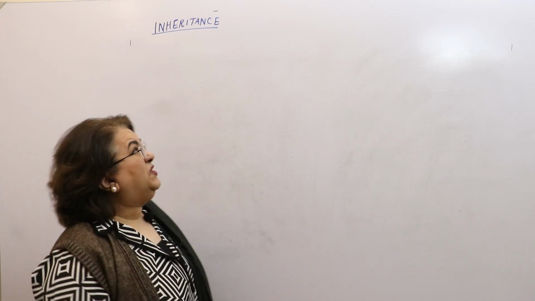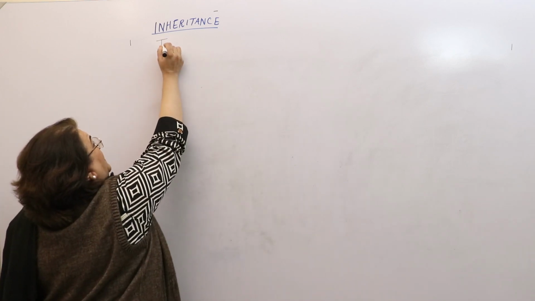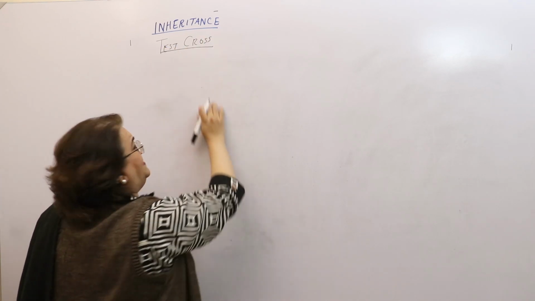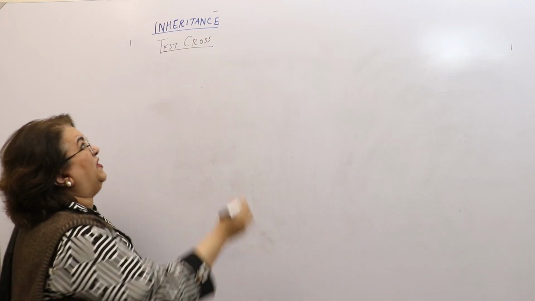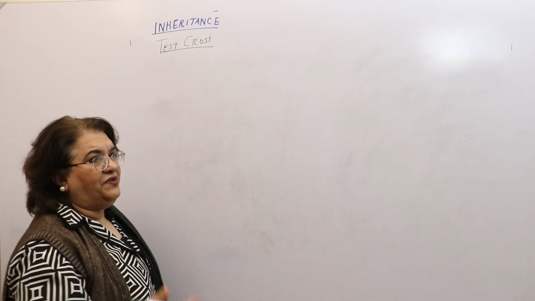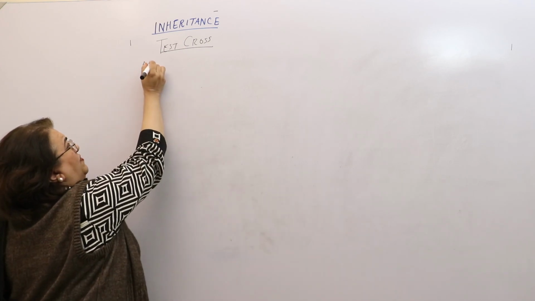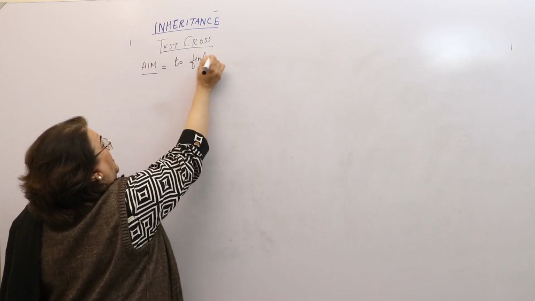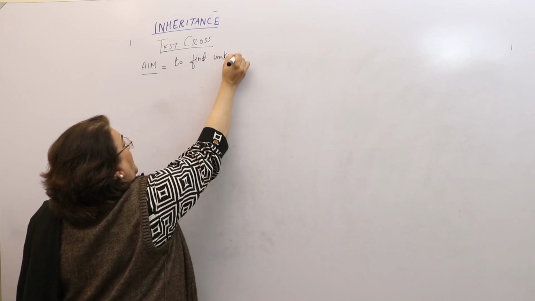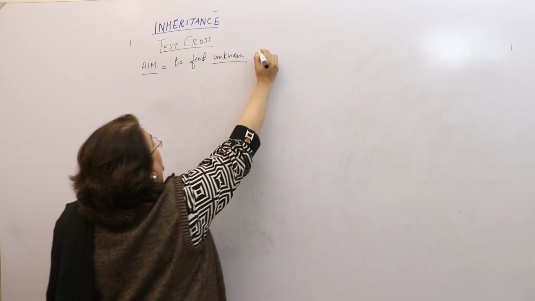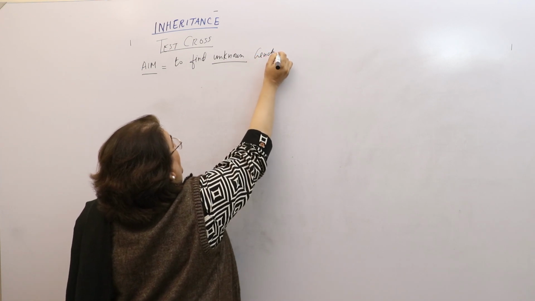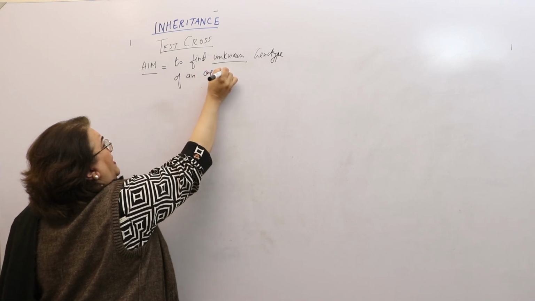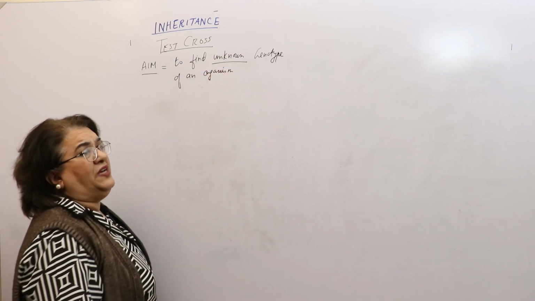Okay, so let's see. The topic is a test cross. Now, what is a test cross, or what is the objective? You're trying to test for something, right? What are you trying to find out? The aim of a test cross is to find the unknown. So underline the word unknown: to find out the unknown genotype of an organism.